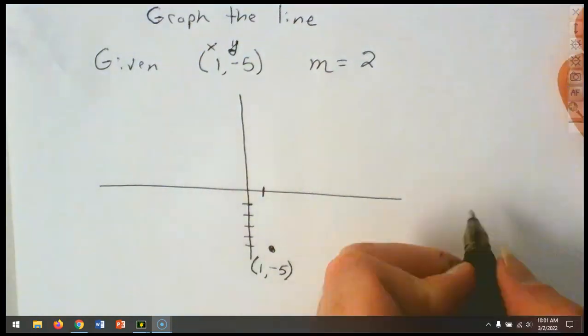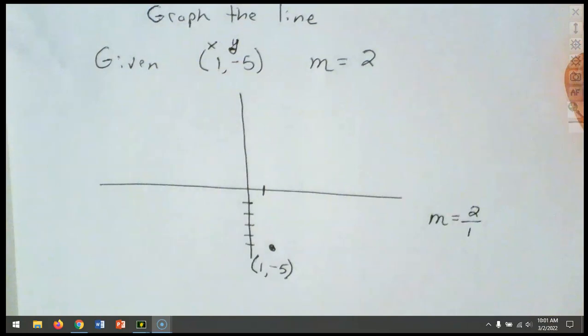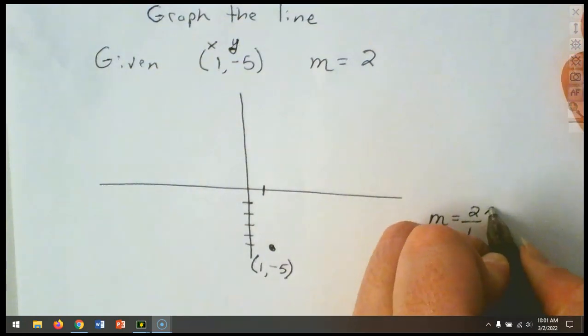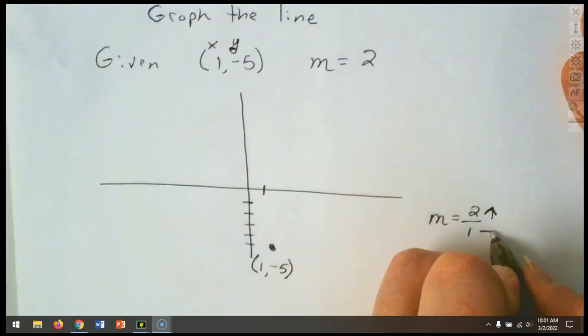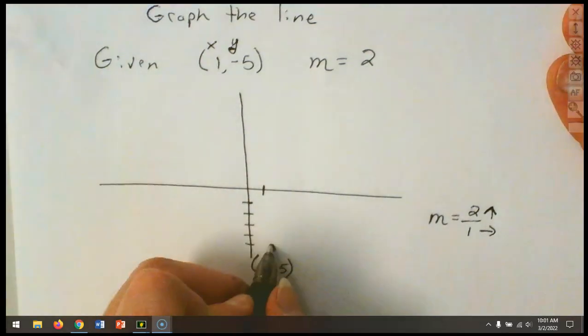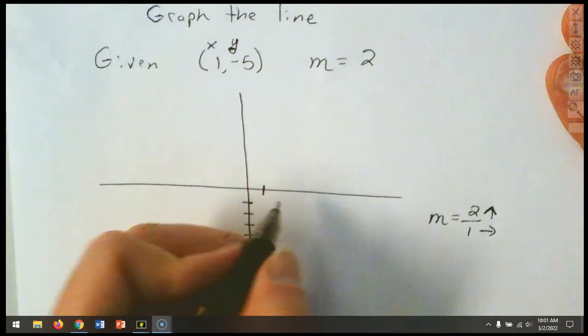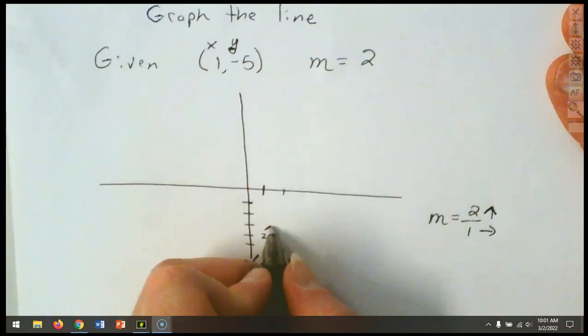Now, what is my slope? M is 2. I'm going to write that as a 2 over 1. It's positive, so that means we go up 2, and then we go over 1. So up 2 and forward 1 unit. So up 1, 2, and over 1 unit.